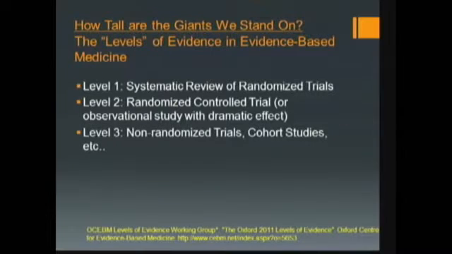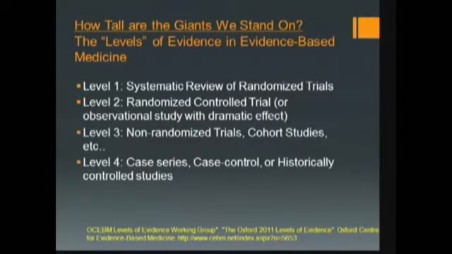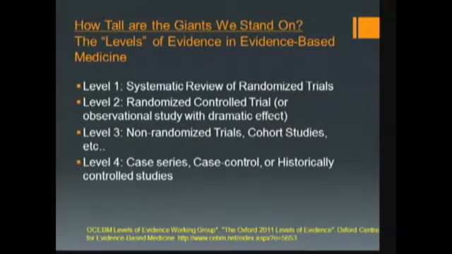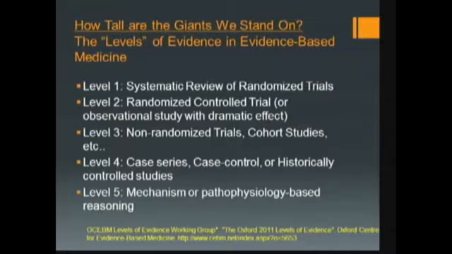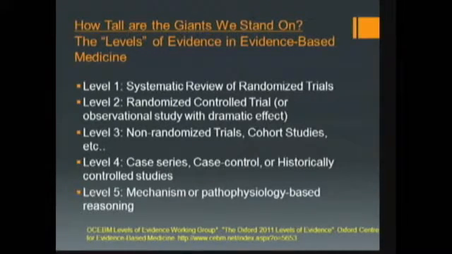Level 3 is non-randomized trials, cohort studies, other evidence that may be the best we have if we don't have a prospective randomized trial, but it's not quite as good as the others. Level 4 is case series, case control studies, or historically controlled studies. And then level 5 is, again, just what we think is best. It's based on the mechanisms of disease or the pathophysiology or maybe a single case report.